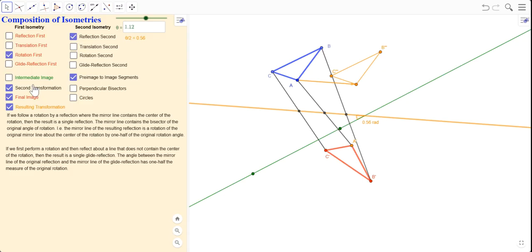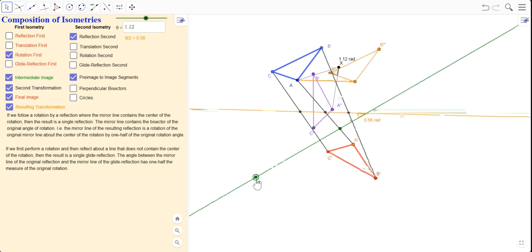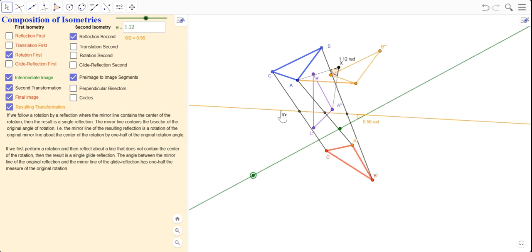How do these compare to the original stuff? Well, here's the original angle here. And notice that the angle between the mirror line for the second transformation and the mirror line for the resulting glide reflection is half as big as that one up there.